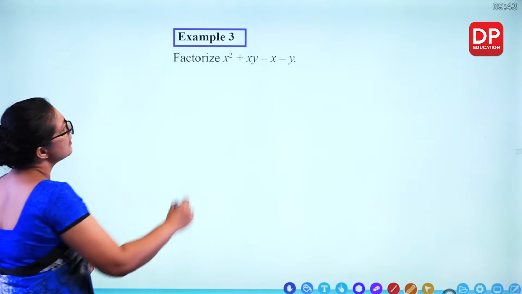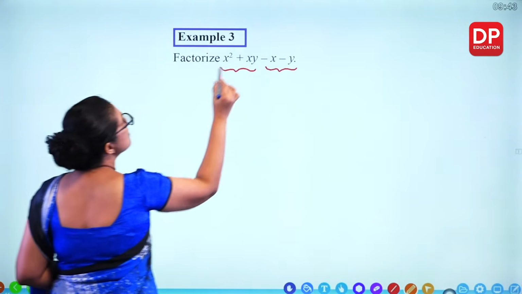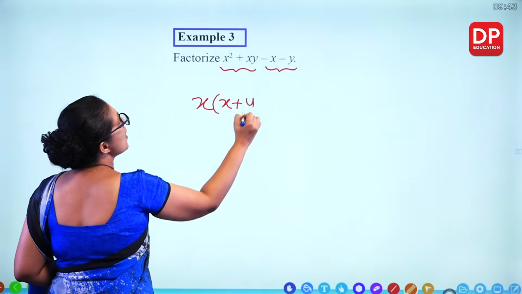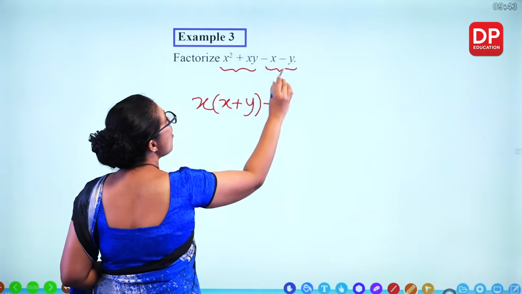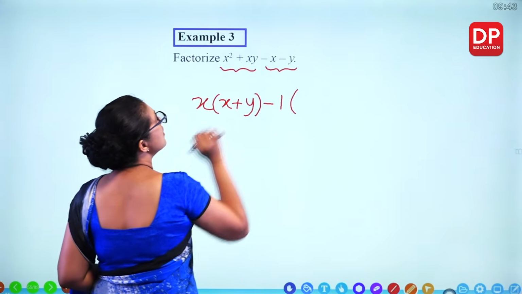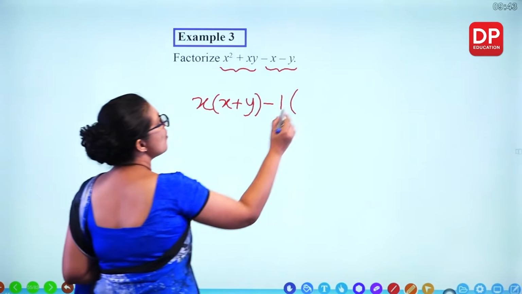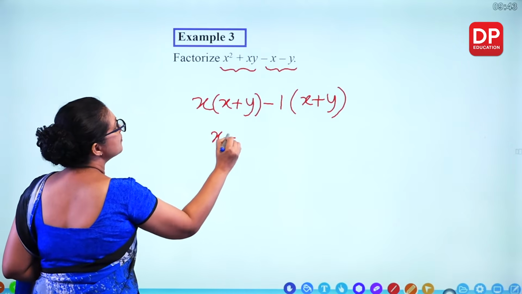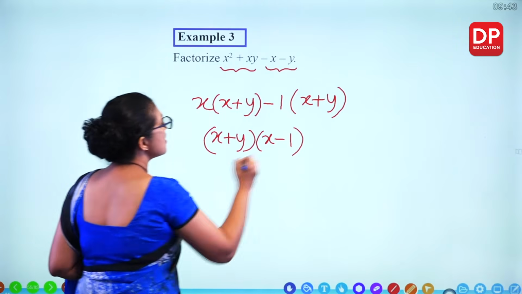Example number 3. Same method. X is common, take it out, you get x plus y. Now what happens? Both minus, you can take minus 1 out because for xy only 1 is common. Take 1 out, you get x plus y. X plus y and the remaining part x minus 1.